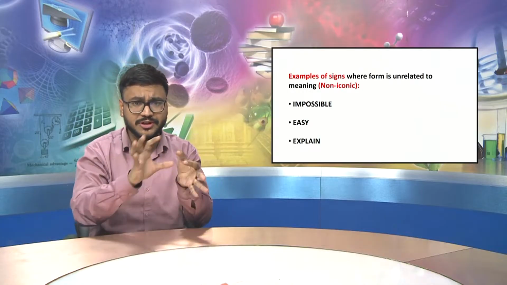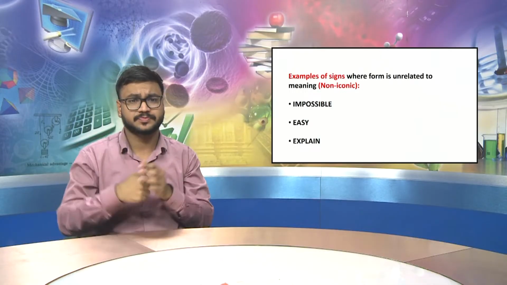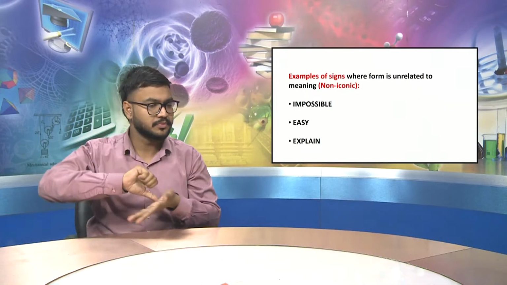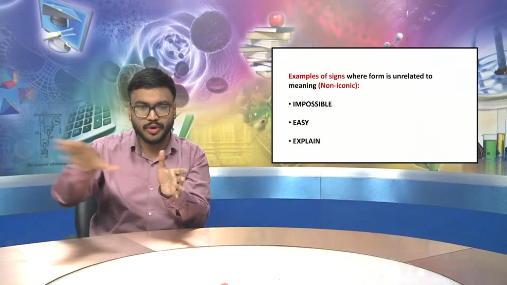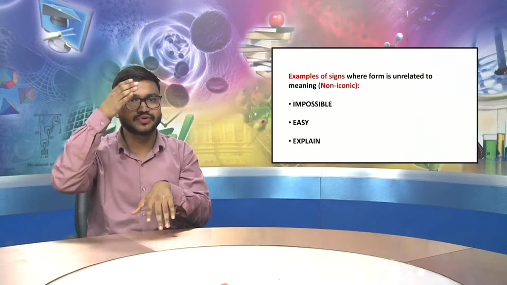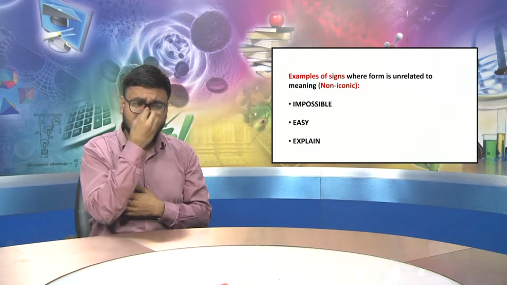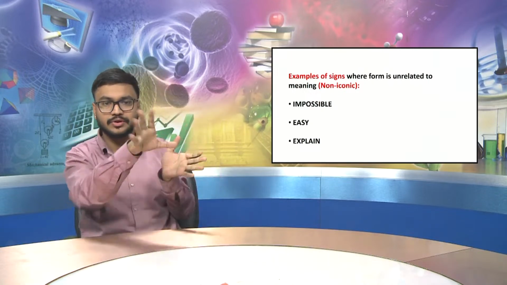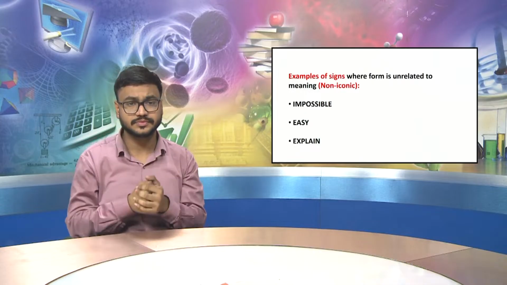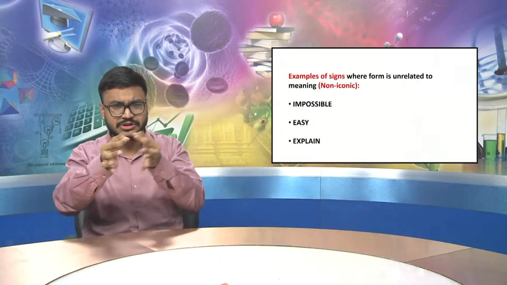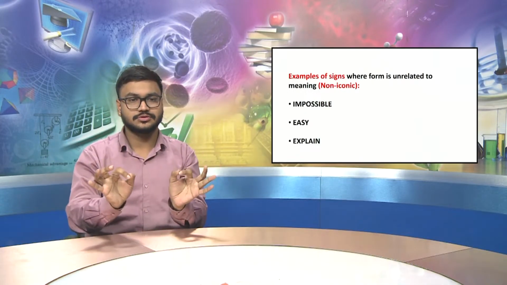Examples of non-iconic signs, it's where form is unrelated to its meaning. They are abstract. Like the example of easy, the example of explain.